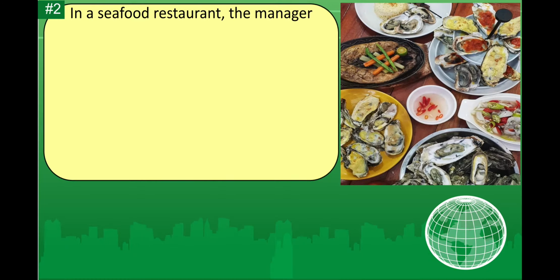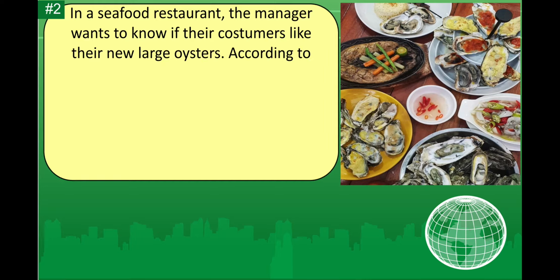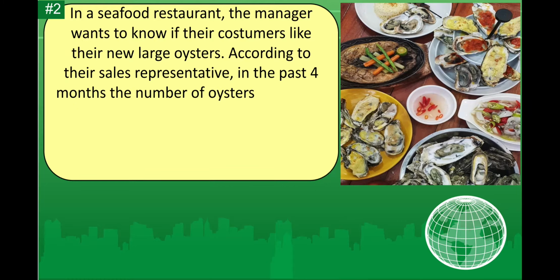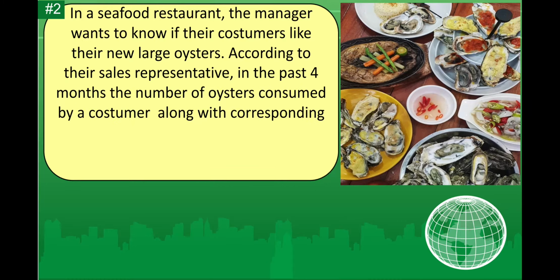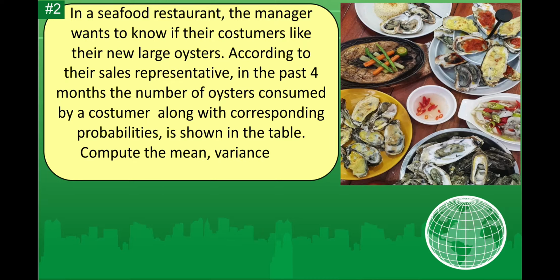Number 2, example or problem. In a seafood restaurant, the manager wants to know if their customers like their new large oyster. According to their sales representative, in the past 4 months, the number of oysters consumed by a customer along with the corresponding probabilities is shown in the table. Compute the mean, variance, and standard deviation.